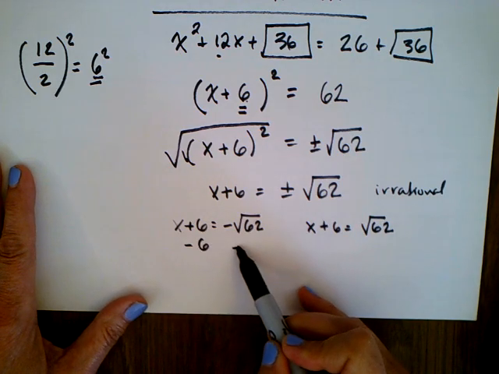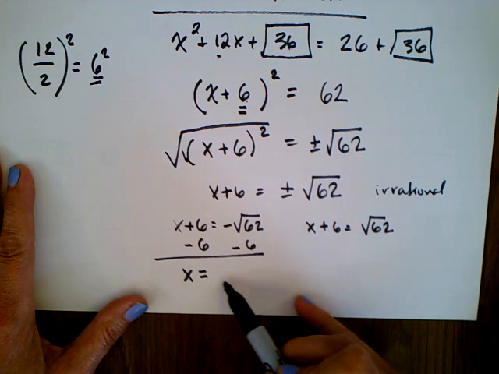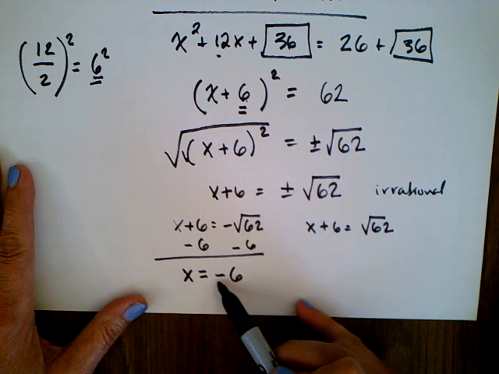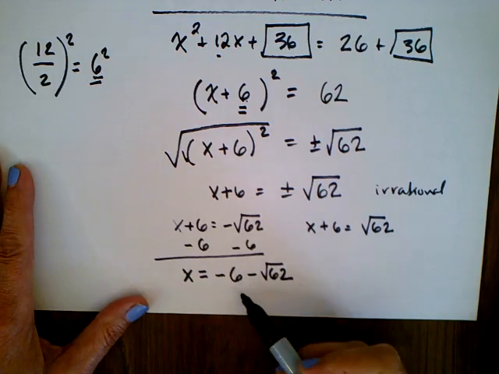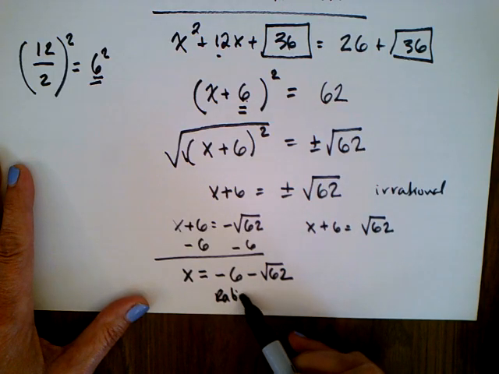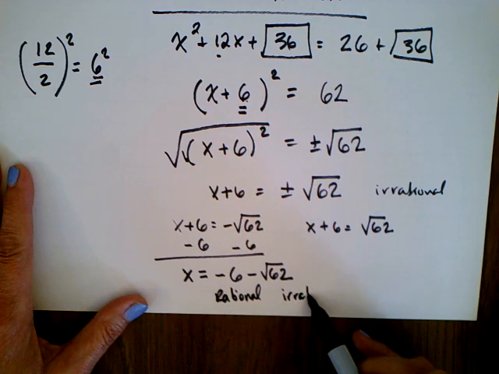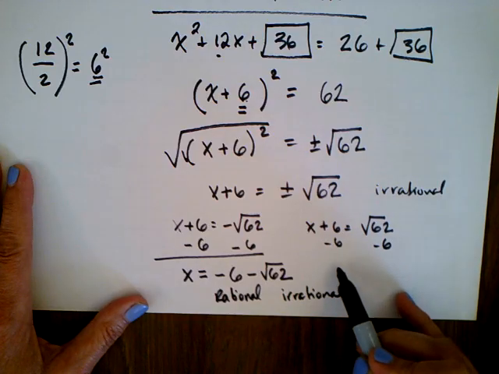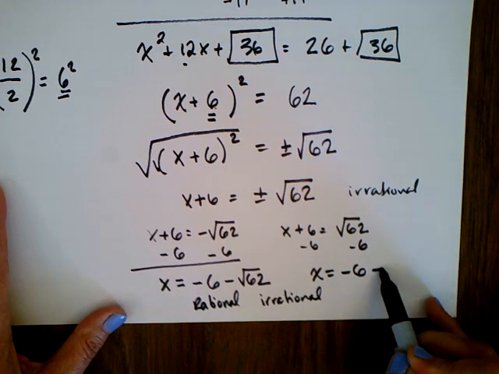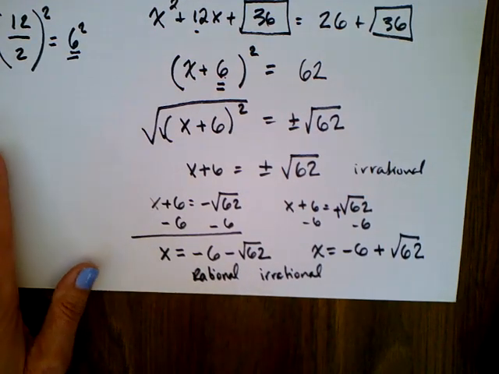Now when I take away the 6, I cannot combine these two numbers because they're different types of numbers. I'm going to write the 6 in front as a negative 6 and then minus root 62 at the end. Remember, the negative 6 is rational, and the square root 62 is irrational, and I cannot combine them. They're different types of numbers. So on this side here, I do the same thing. X will be negative 6 plus, remember this is a plus, square root 62. And those are your answers.